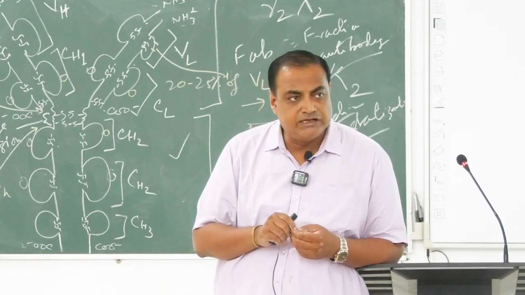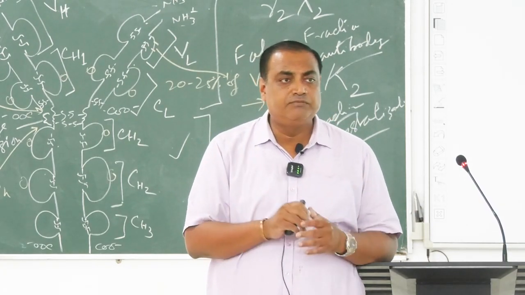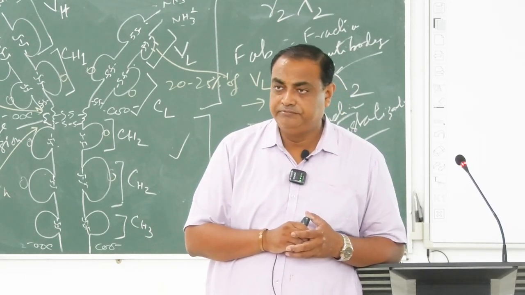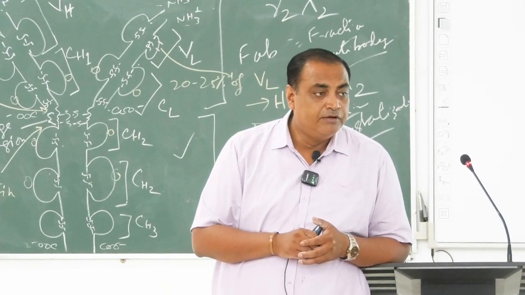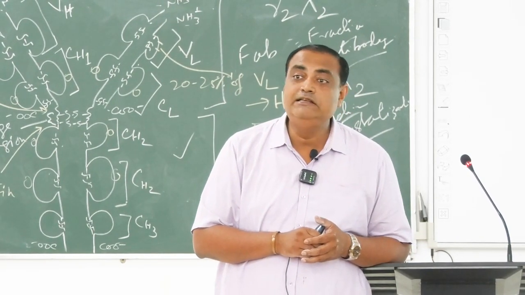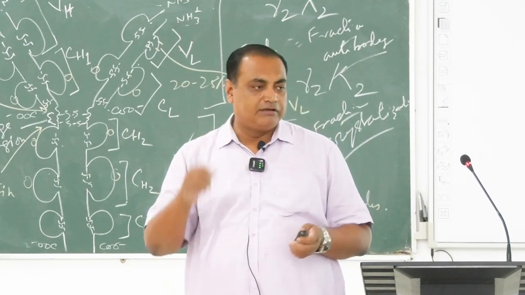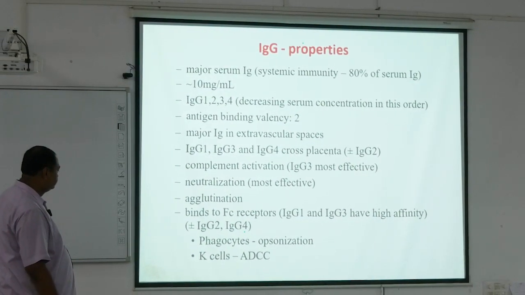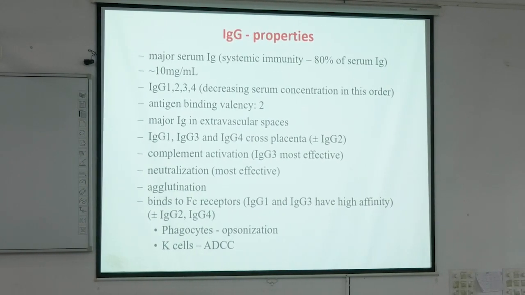IgA in secretions. Which is the highest amount of produced immunoglobulin? IgG. Which one has complement action? IgG. Which one has no known action? IgD. Don't write like this, just put a question mark. Okay? So we'll see it. Just go through it.